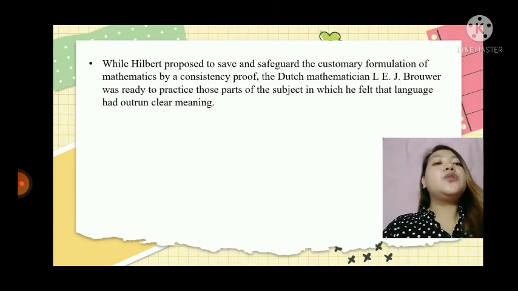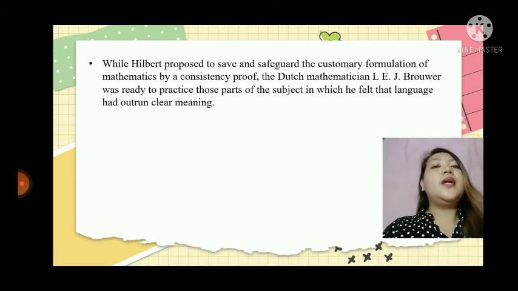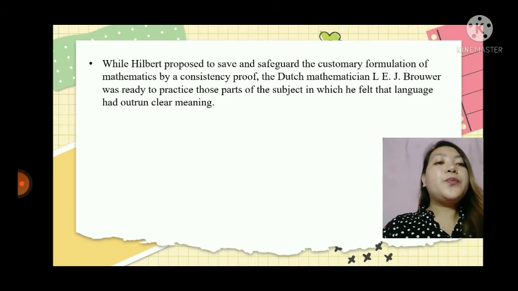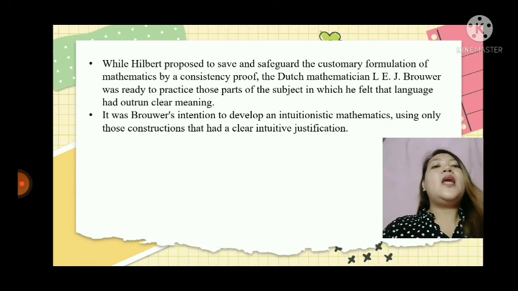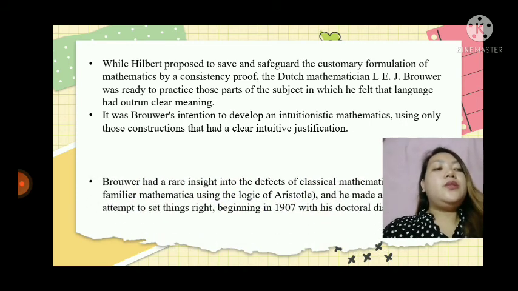While Hilbert proposed to save and safeguard the customary formulations of mathematics by a consistency proof, the Dutch mathematician L.E.J. Brouwer was ready to abandon those parts of the subject in which he felt that language had outrun clear meaning. It was Brouwer's intention to develop an intuitionistic mathematics using only those constructions that had a clearly intuitive justification.